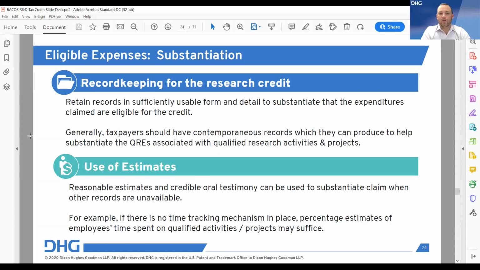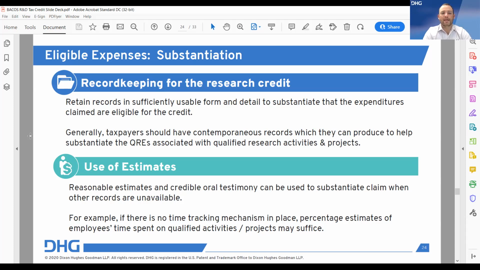I want to touch briefly also on what's required for substantiation. Unfortunately, the language in the regulations for this is somewhat vague, which is both good and bad. It's good in the sense that it doesn't require overly burdensome record-keeping requirements. It could be bad in that if you go through an audit, the IRS may want to see additional documentation that maybe you didn't pull together. It just may require having to go back and pull forward some additional pieces of documentation.